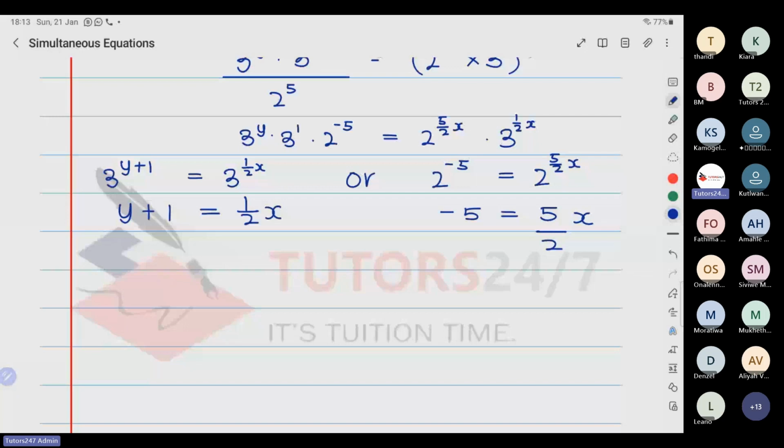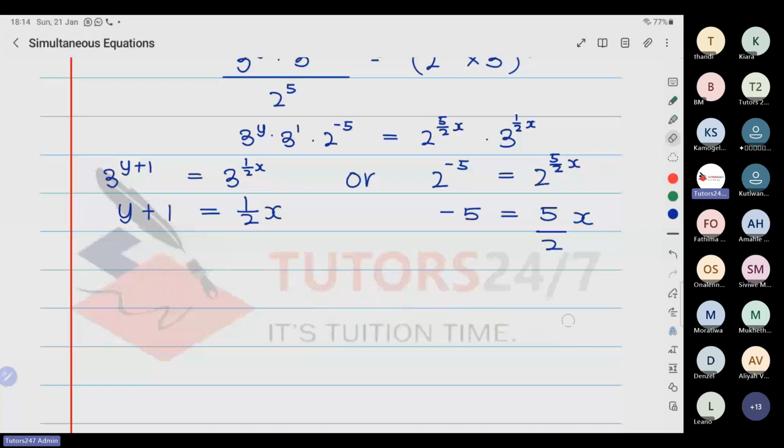So if you divide both sides by the coefficient of x, take note that the coefficient refers to the number that is in front of x. If you have 3x, your coefficient is 3. If you have negative x, your coefficient is negative 1. If you have 10x, your coefficient is 10. The coefficient refers to the number that is in front of the variable.